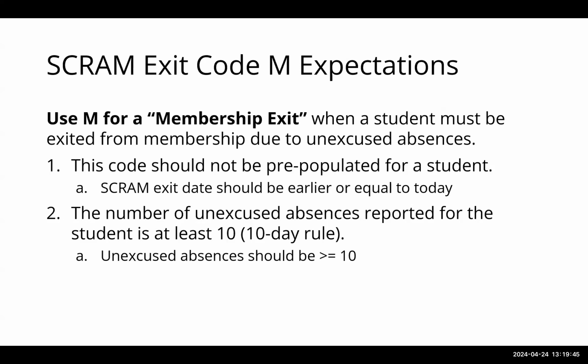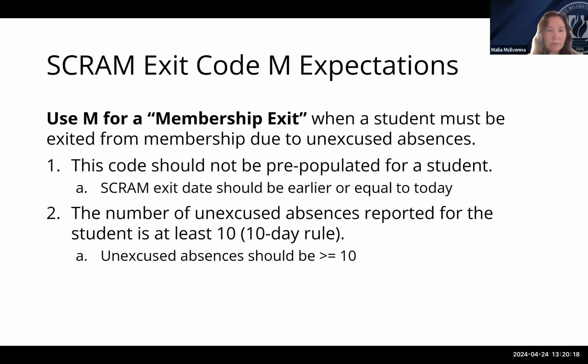So the M code is for a membership exit. That's when a student must be exited from membership due to unexcused absences, according to the 10-day rule in R277-419. So this code, we really shouldn't see it being pre-populated for a student. We can't predict the future of which students are going to exceed the threshold of 10 or 30 days of unexcused absences and have to be exited due to this reason.